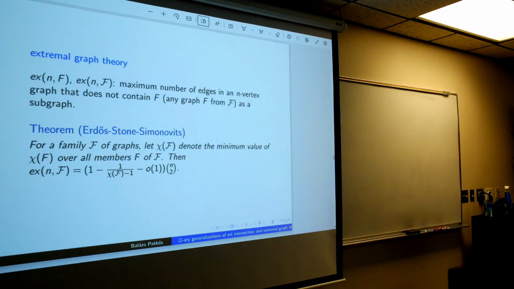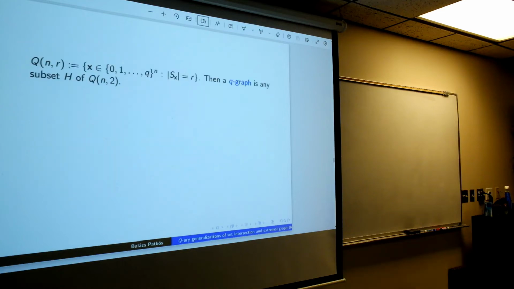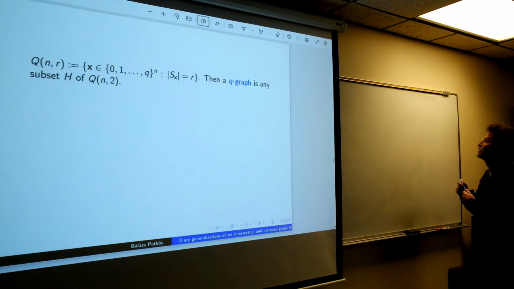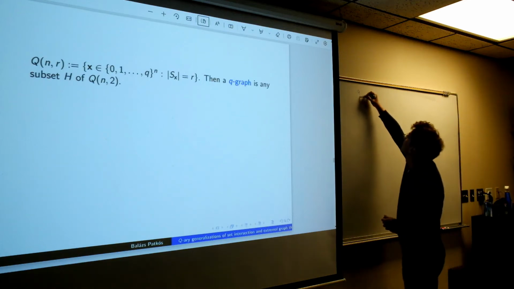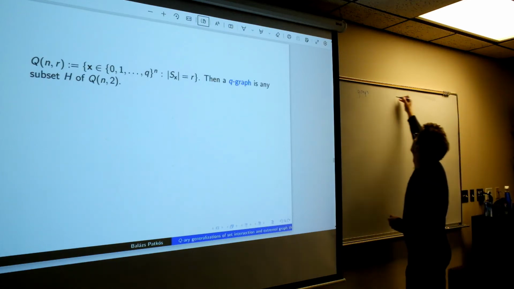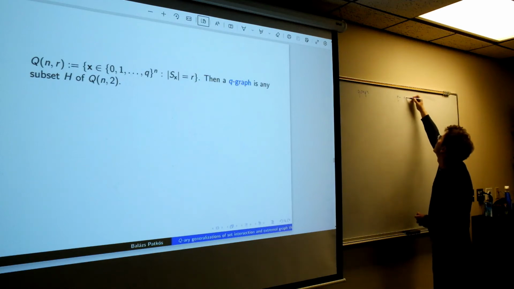Okay, so now we would like to define this Q version of some version of the extremal graph theory problem. So first, what should be a Q graph? Well, there are two ways you can think of this. So graph and Q graph.